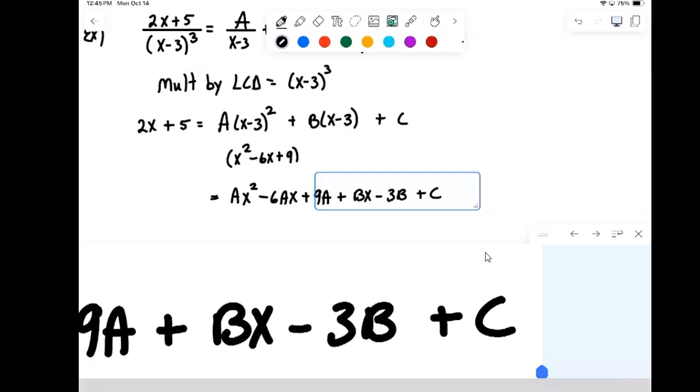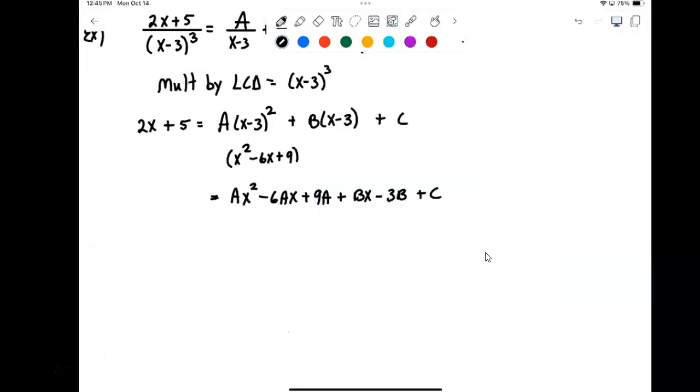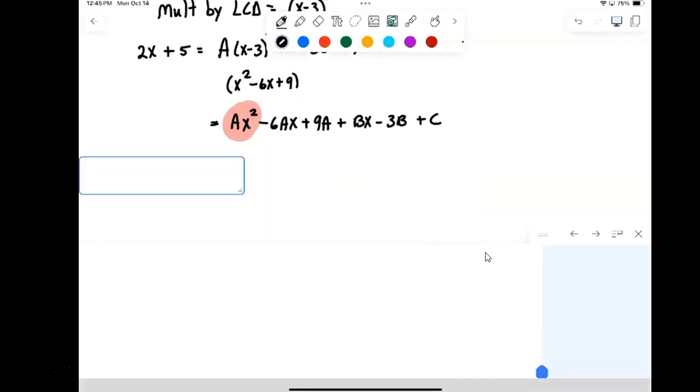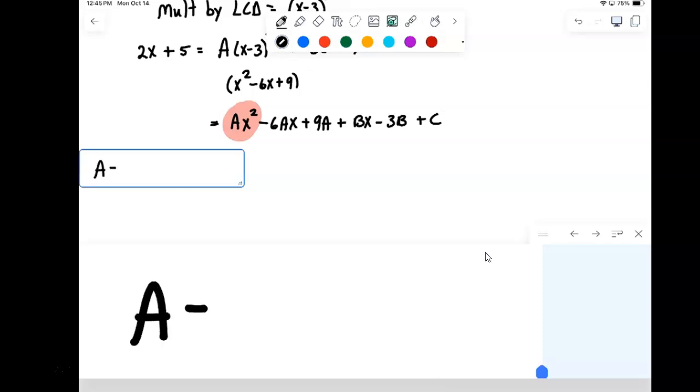And then we can go through and start to equate coefficients. So first things first, I have an Ax² here. Notice I have no x² term over here. So that leads me to this equation: A has to be 0.